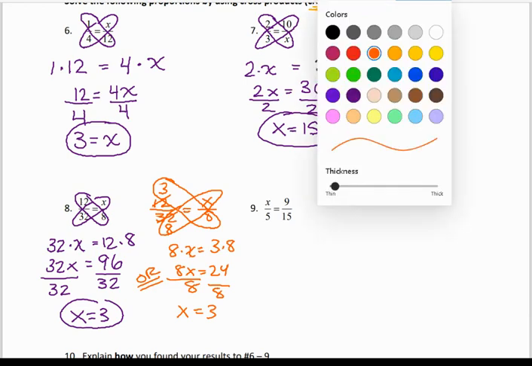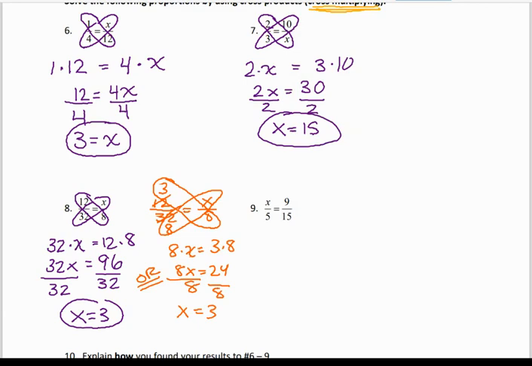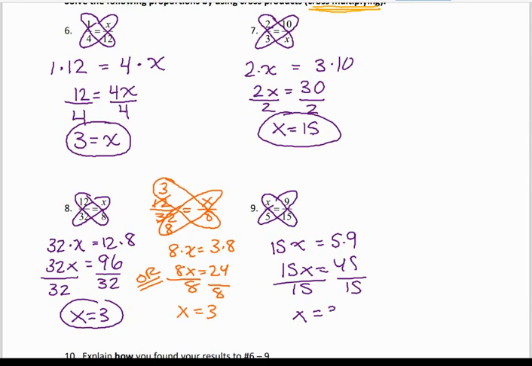All right, let's hear from somebody else. How about somebody at home who hasn't chimed in yet? What did you get for number 9? 3. 3 again? And yes, you're correct. So we have 15x and 5 times 9. So 15x equals 45, and divide by 15 equals 3. Same deal. I could reduce if I want to. That 9 and 15 could be reduced.